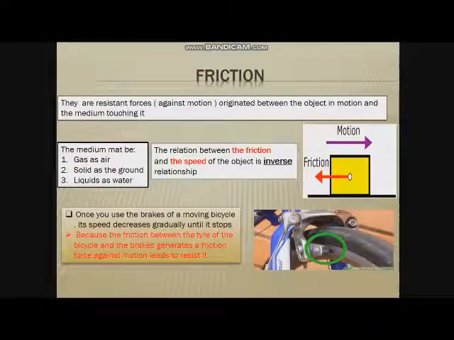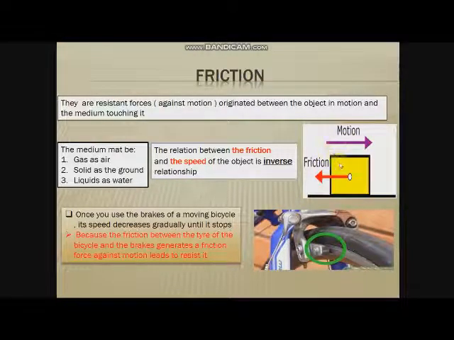Number four, policemen advise drivers to use safety belts in cars and also in planes. Why? Because safety belts work on decreasing or stopping the force of inertia to prevent the driver from being injured, or which prevent the driver from being harmed or hurt. These are some applications or some examples on the force of inertia.